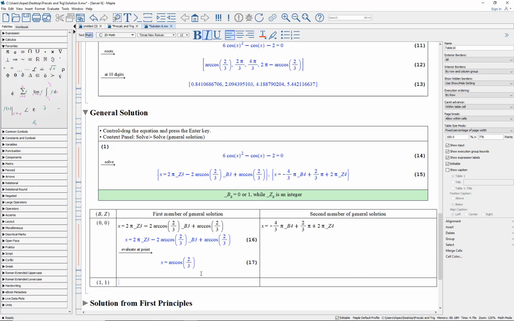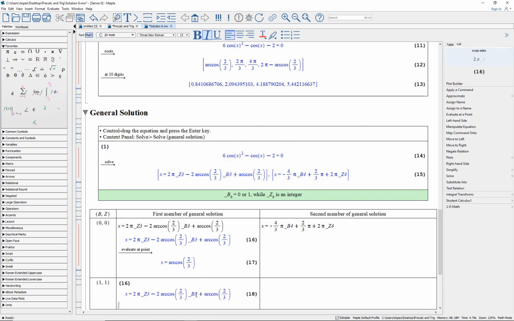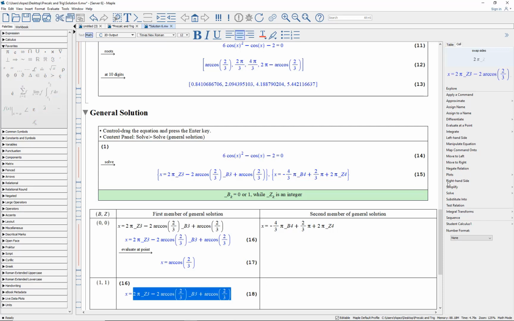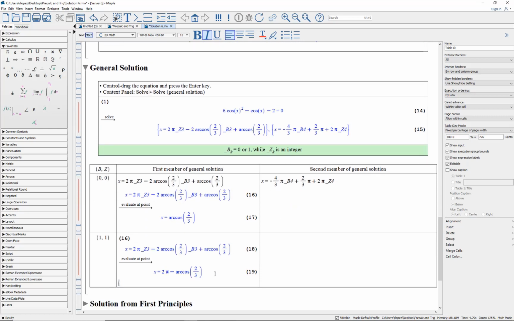A second solution in this stream comes, let's see, equation label 16. So evaluate at a point. And the B value and the Z value, I will take 1 and 1. And this gives me the second solution that is in this chain of solutions.